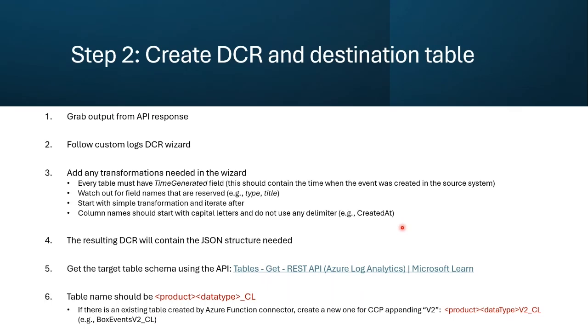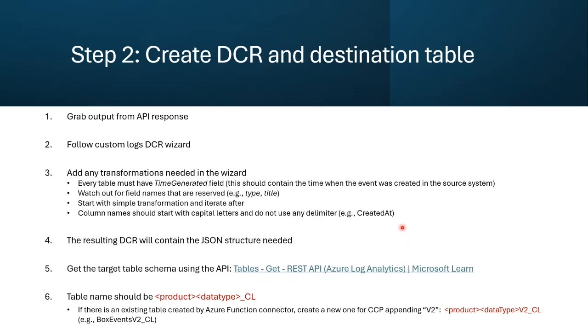Lastly, one recommendation about the table name. Normally, our recommendation is to have the product and then the data type, for example, in my case, BoxEvents_CL. You're always going to have a custom log table. Normally, you could ingest into some of our native tables, but for now, we're going to just keep it simple and talk about custom log tables.